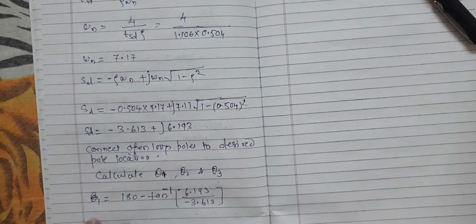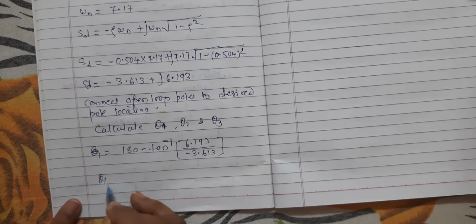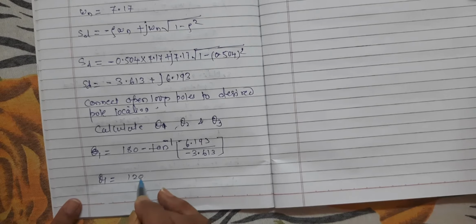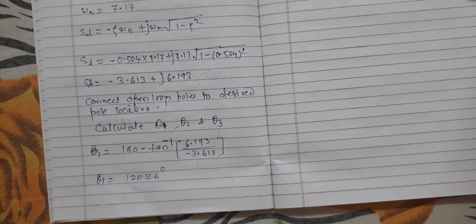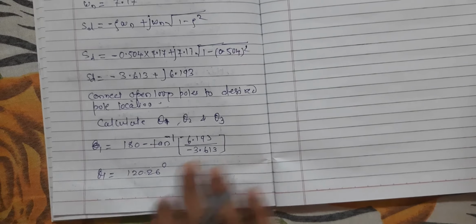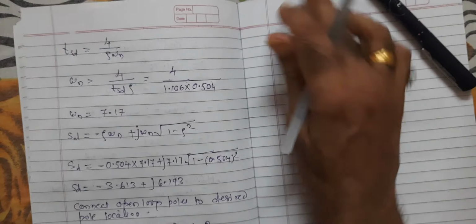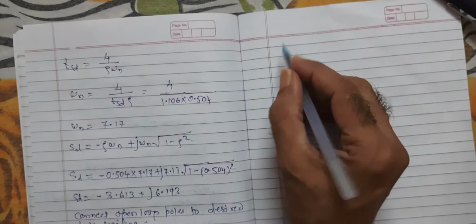If we solve this one, then theta 1 is coming 120.26 degrees. 120.26 degrees it is coming. This is the value. Now we will calculate theta 2.